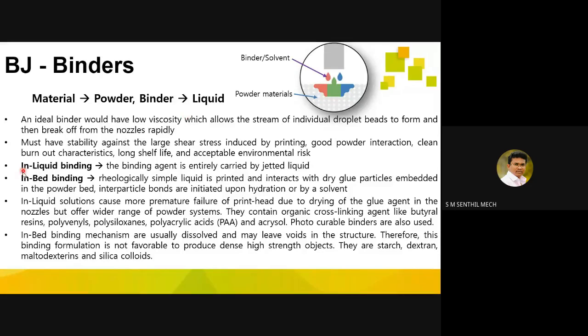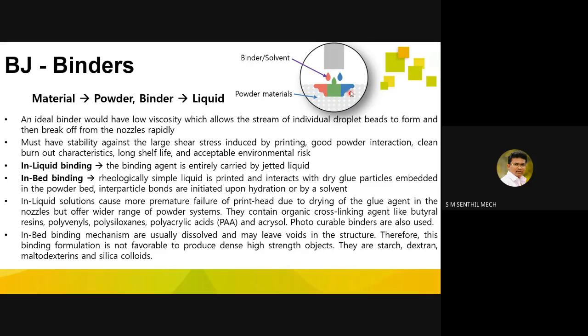Next, the second category is in-bed binding. In this, the liquid is a simple rheological liquid. Rheological liquid is one where, in order to increase the fluidity, you introduce some other liquids that interact with the dry glue particles embedded in the powder bed. When I am talking about the powder bed, this is the powder bed. The powder bed is nothing but the powders you have already placed on the build platform. So these powders will have the glue particles.